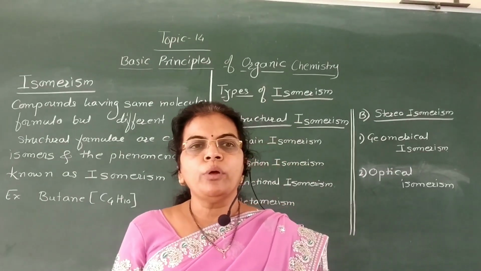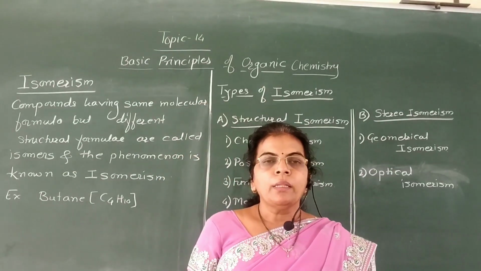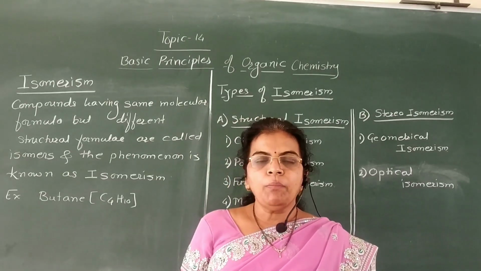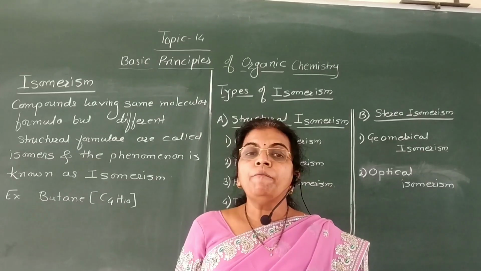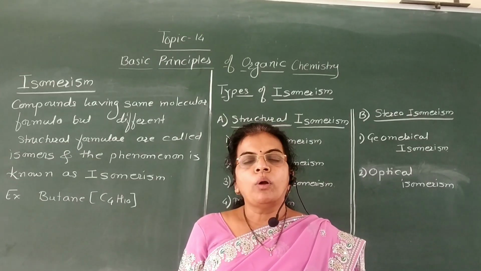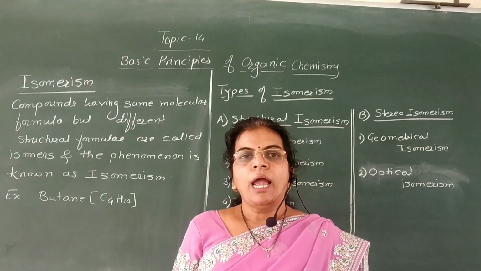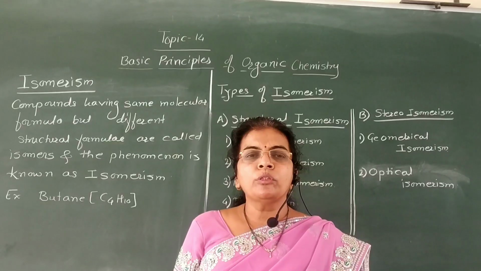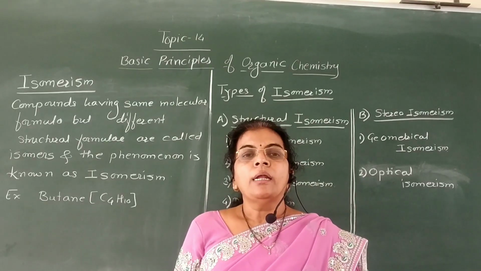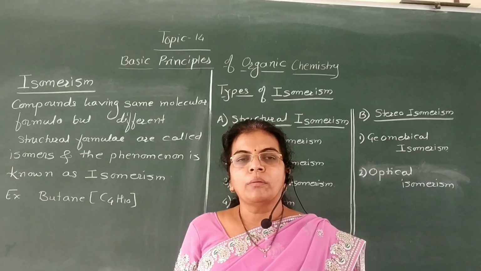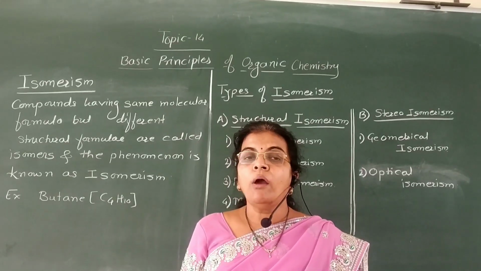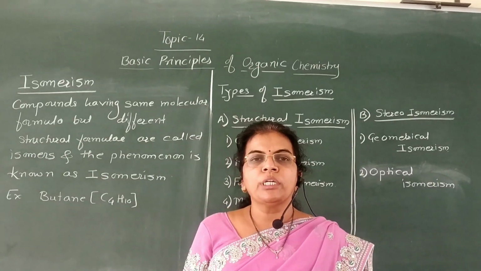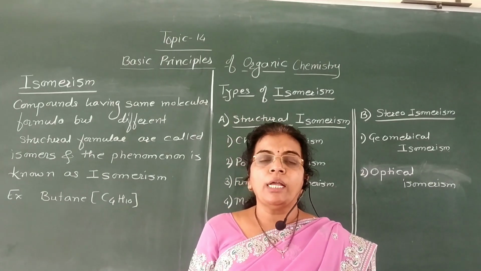Now the next point we are going to see is isomerism. Compounds having the same molecular formula but different structural formulae are called isomers, and this phenomenon is known as isomerism. That is, organic compounds can be represented by different structural methods but they have the same molecular formula. These compounds are called isomers of each other, and this phenomenon is known as isomerism.